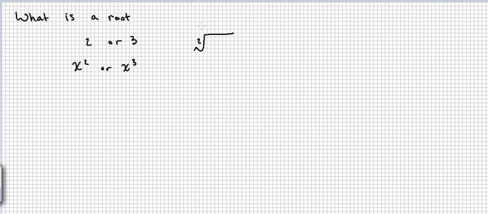This is the index here. For a square root, we don't write it. So if there's nothing there, it's assumed to be 2. That would be a square root. And when there's a 3 in the index, we call it a cube root.